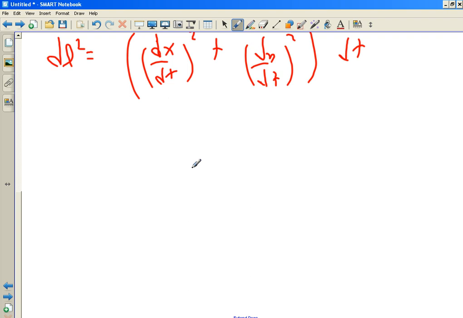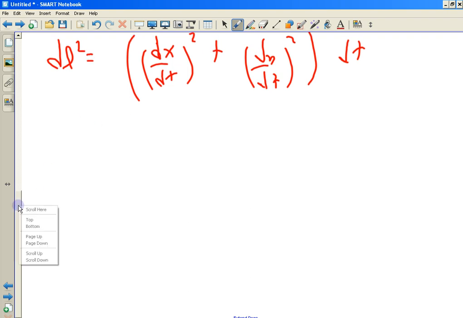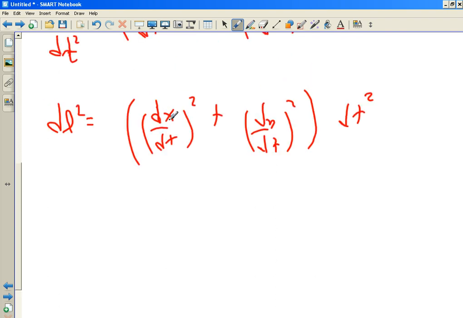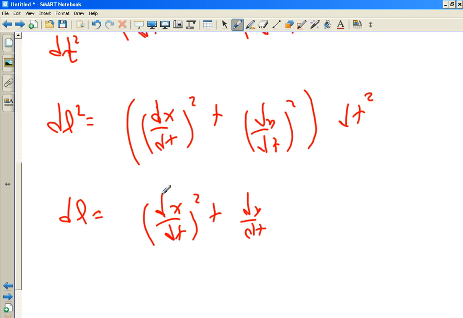Wait, isn't it dt squared? Yeah, dt squared over d... it's dx squared over, oh yeah, this part. Yeah, I'm sorry, I didn't square root yet. You're right. So let's square root. Here we go. dl is the square root of this mess: dx over dt squared plus dy over dt squared, square rooted, and we'll square root this too.